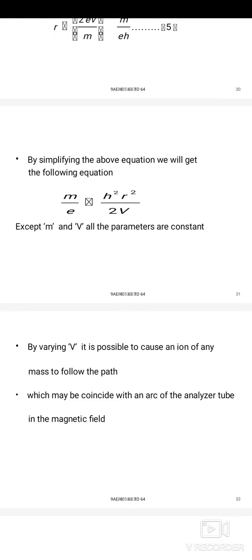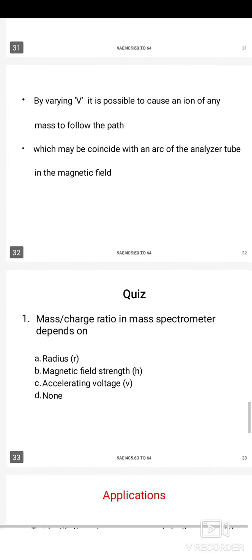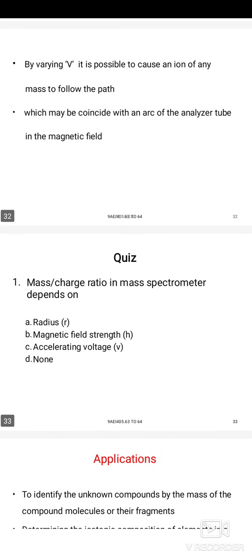Except for m and V, all the parameters are constant. Here we can see except mass and applied voltage, all are constant. By varying the applied voltage V, it is possible to cause an ion of any mass to follow the path which may coincide with an arc of the analyzer tube in the magnetic field.